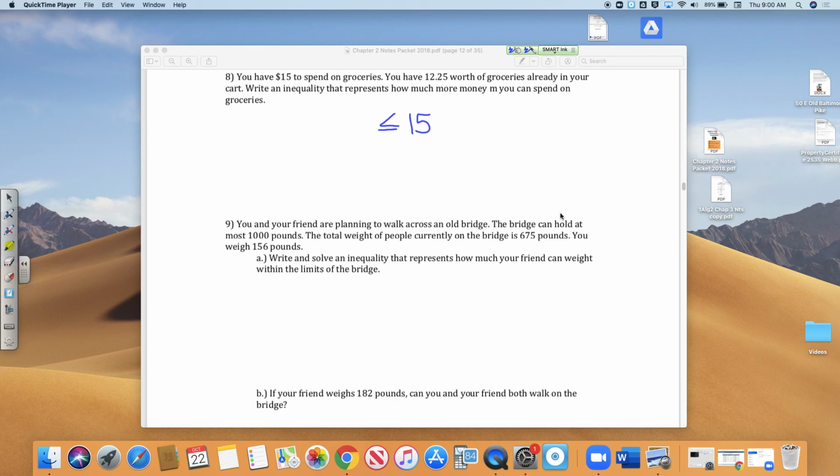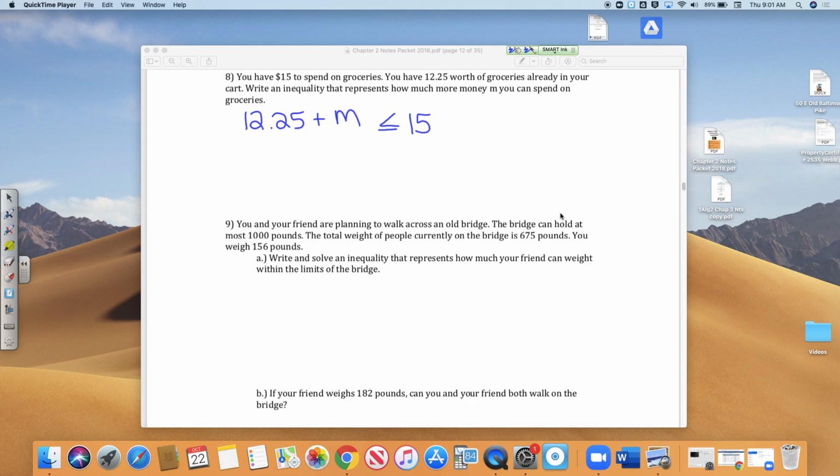We already have $12.25 worth of food in our cart. They want us to use M. We want to see how much more we can buy with the amount of money that we have. So here's the inequality I could create. 12.25 plus M must be less than or equal to 15.